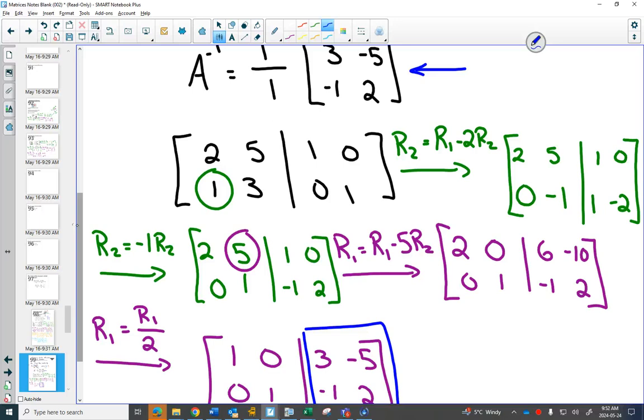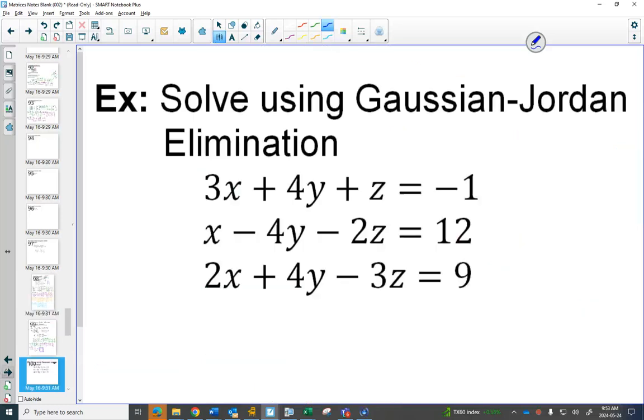Now, for a 2 by 2, probably the other method is still faster. Finding your determinant is not hard. Then doing a little switching around and making some things negative is not hard. However, if we had a 3 by 3 matrix, we can't find the inverse unless we use our calculator. So now this will allow us the ability to find an inverse with Gaussian-Jordan elimination. So here's our example 2.